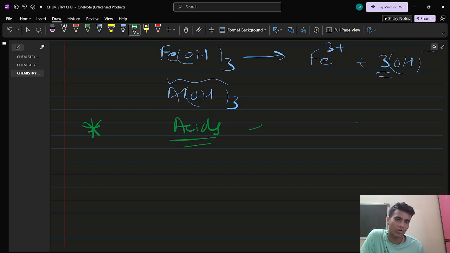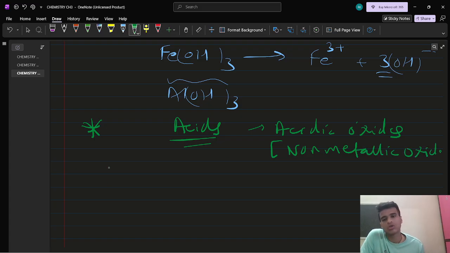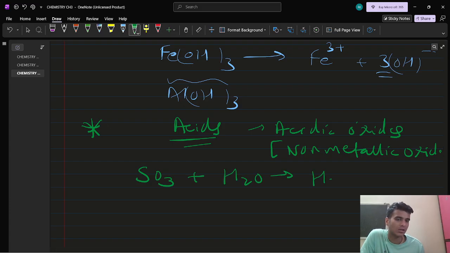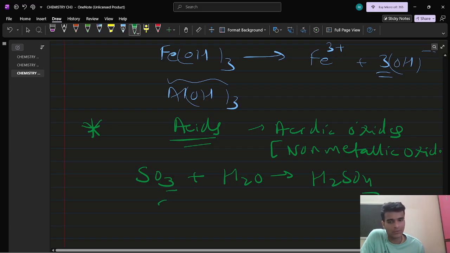Acids are formed from acidic oxides which are non-metallic oxides. So, say for example, I have SO3. This is non-metallic oxide. If I add it to water, I get an acid H2SO4, क्योंकि 3 लिया इसलिए 4 आ रहा है. But if I take SO2 and add it to water I will get H2SO3, sulfurous acid.